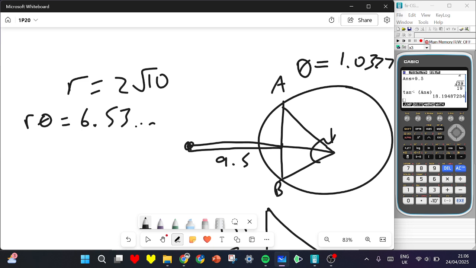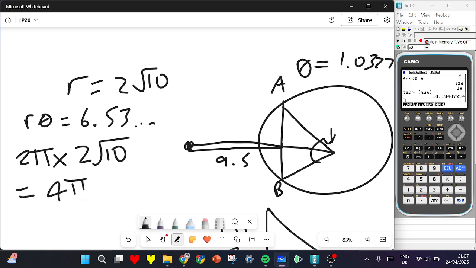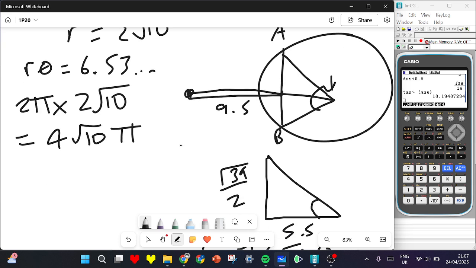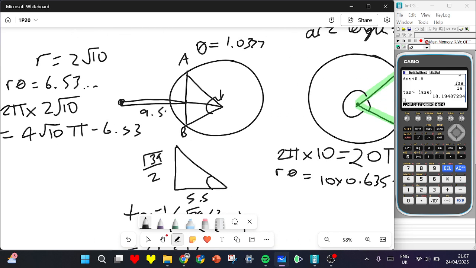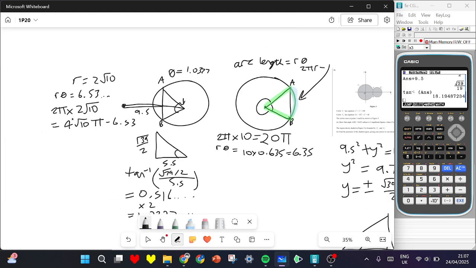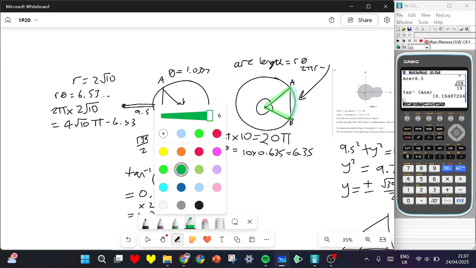Oh wait, and then the area of the whole circle, that's 2 pi times 2 root 10. So that's 4 root 10 times pi. And then we're taking the arc length away from that, so that's going to be minus 6.53. Okay, so that means we found the perimeter of that bit, and we found the perimeter of that bit for the circles. So now we just need to add this together.